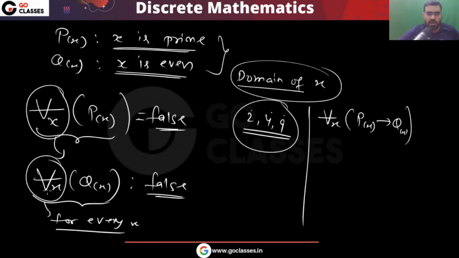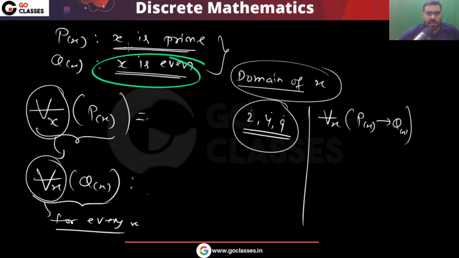So these points, all these points we have seen. Now let's see this question. Consider this question on your screen. So tell me, what is the truth value here? Px is given to you, x is prime. Qx is given to you, x is even. The domain is given to you. This is the domain: 2, 4, 9.